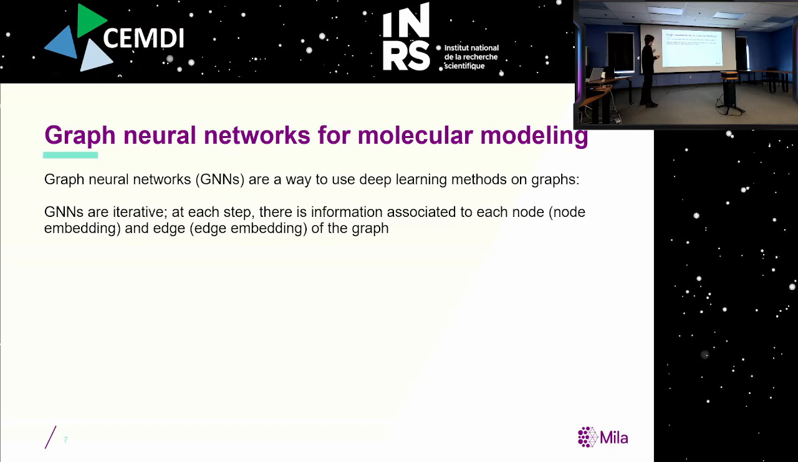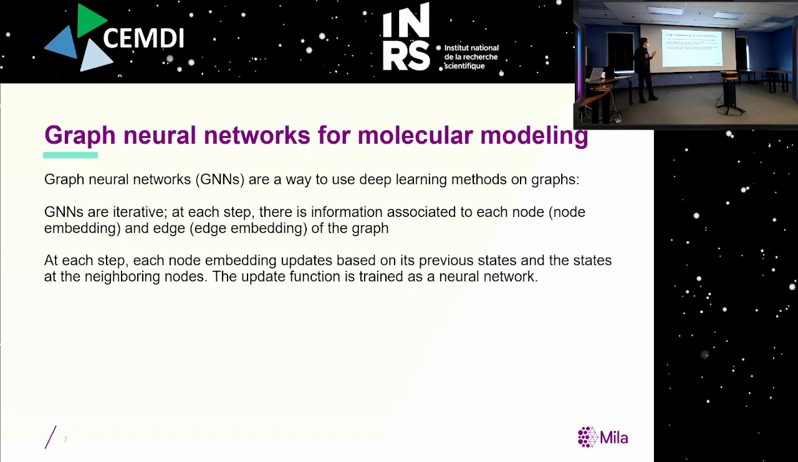So GNNs, graph neural networks, are iterative. At each step, there's information associated to each node. That's called a node embedding. And this is a vector for each node. And then there's also information associated with each edge, which is an edge embedding. Sometimes there's also universal features for the entire graph, though we're not going to be thinking about that.